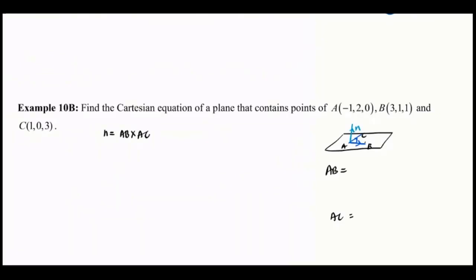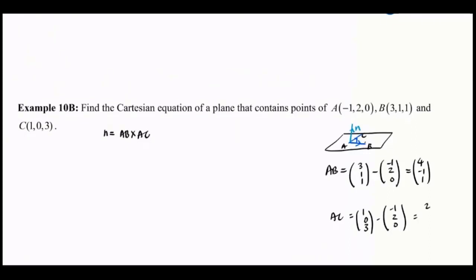How do we find AB? OB minus OA. OB minus OA. So it will be 3, 1, 1 minus negative 1, 2, 0. So directly we have 4, negative 1, 1. Okay, AC, C minus A. So we're going to have 2, negative 2 and 3. Okay, so we do the cross product.